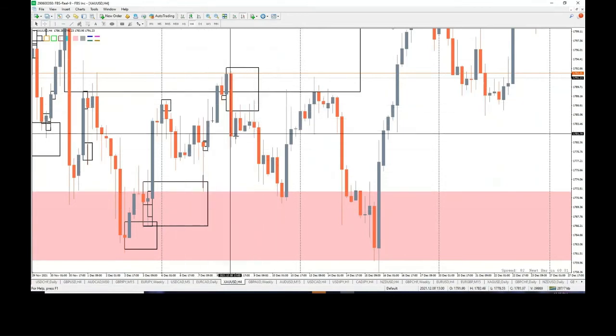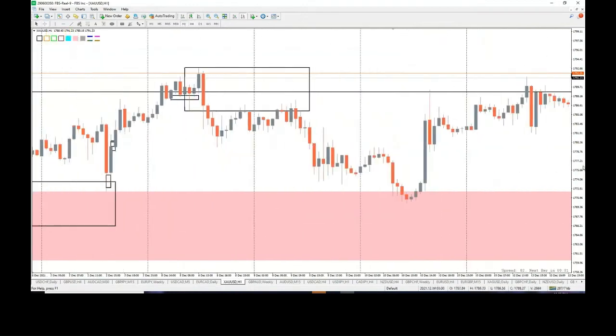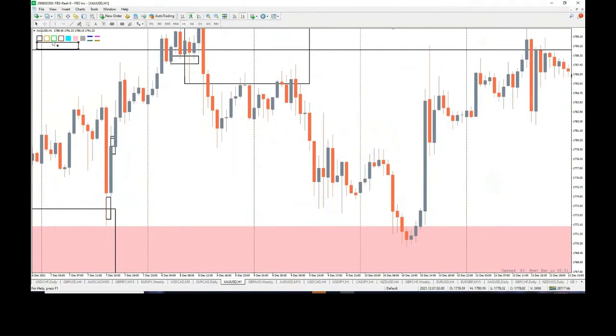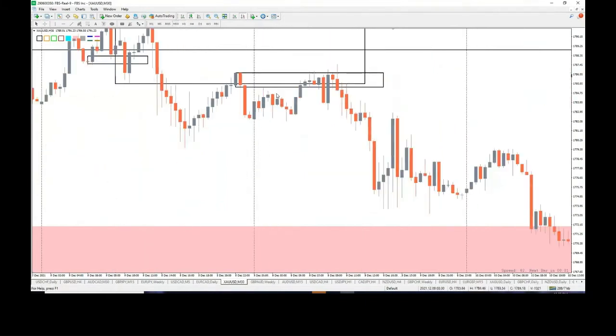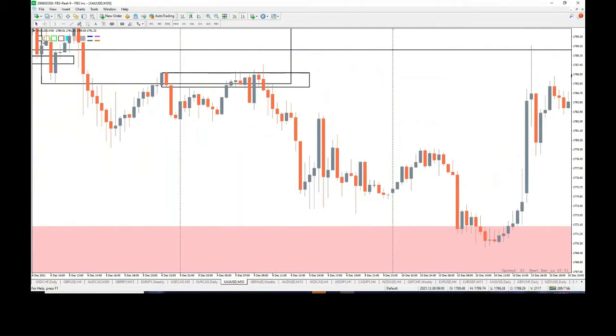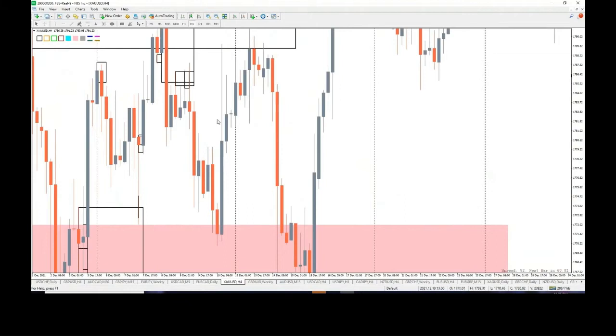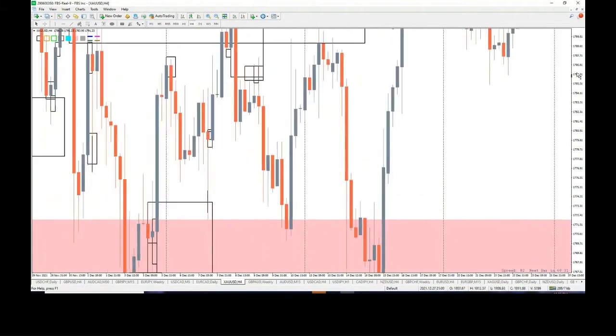When the price comes to the H4 zone, what do we do? We have to wait for H1 or M30 to make an engulfing. So this is the H1 zone. We have to wait for M30 or M15 to make an engulfing sell. So this is your re-entry. You have to sell until the next H4.